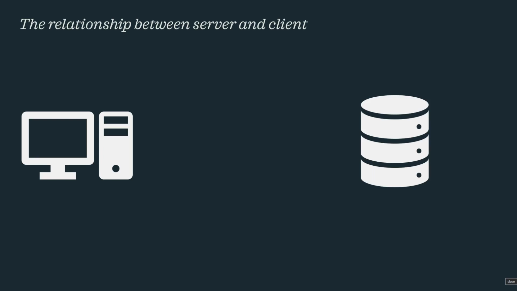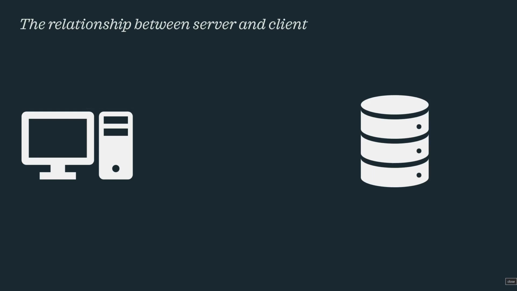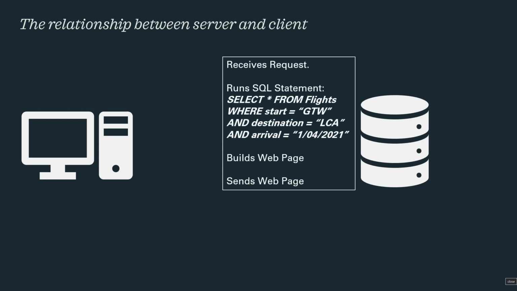Now, if we start, we're going to be taking a look at what the relationship between the client and server is. So the client is basically your computer and your browser. You input into that box that you want to see tickets for flights on the 1st of April going from London to Cyprus. That request is then sent to the server, and it receives it, and then it will run an SQL statement basically saying select all of the flights from the flights table that have the departure airport being Gatwick and destination being Larnaca and the arrival being on the 1st of April.